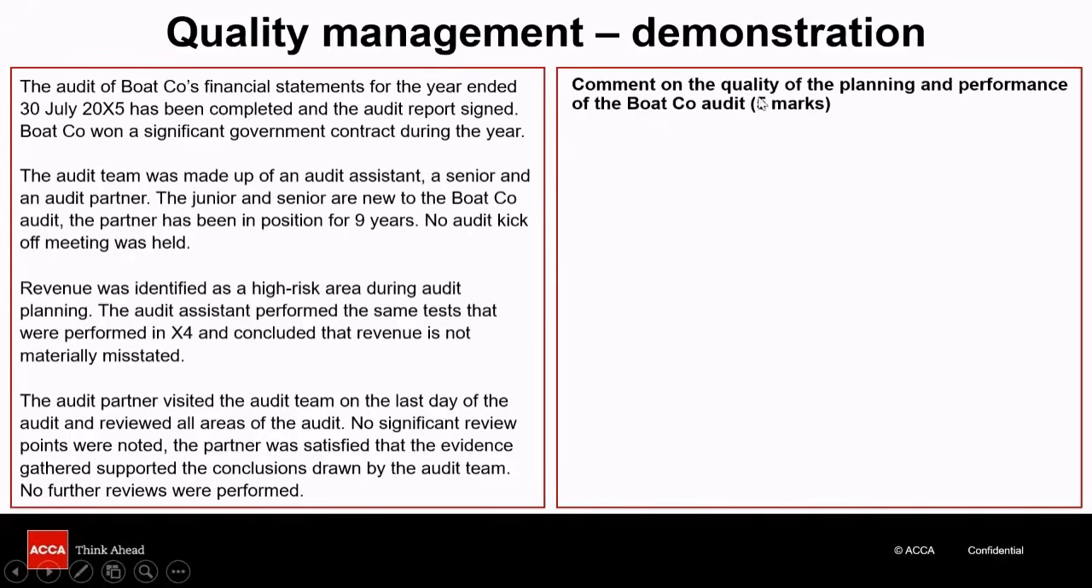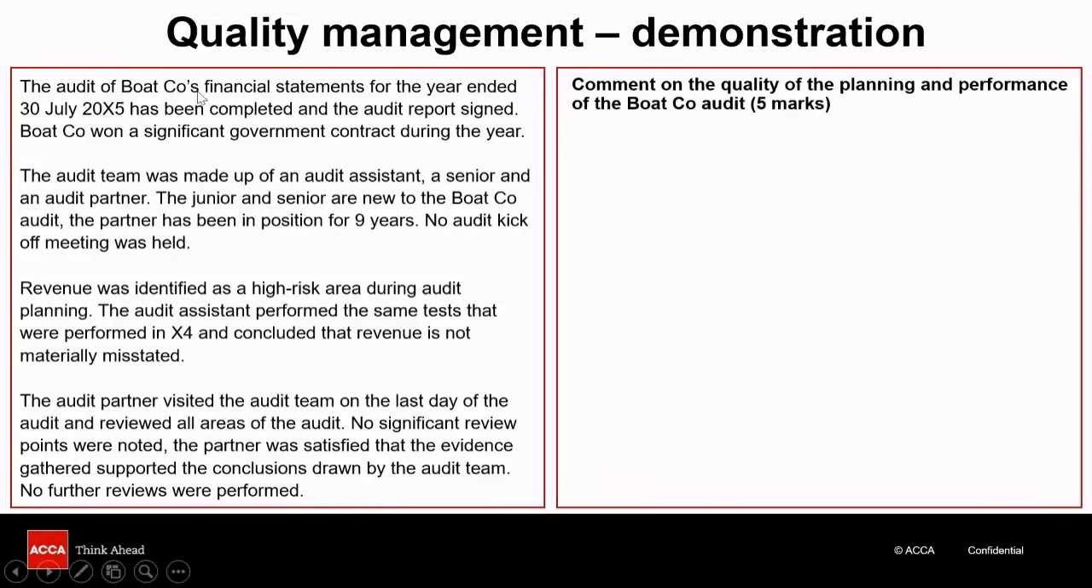So we've got to comment on the quality of the planning and performance of the boat company audit for 5 marks. And 5 marks, how many points do we need in the answer? Of course, if it's 5 marks, that means 1 mark per well-explained, well-developed point. To score 5 marks, I need to come up with 5 separate points. So my first thing I always do in a question is I read through and I add notes into my plan. But for this one, because this is a simple question, we're just going to start by reading through the scenario.